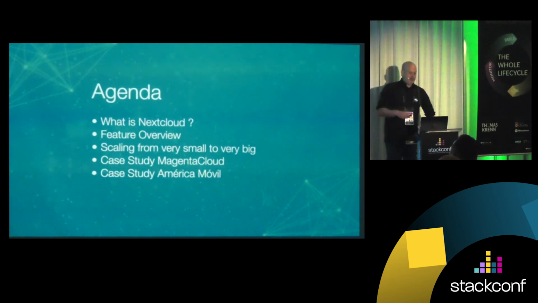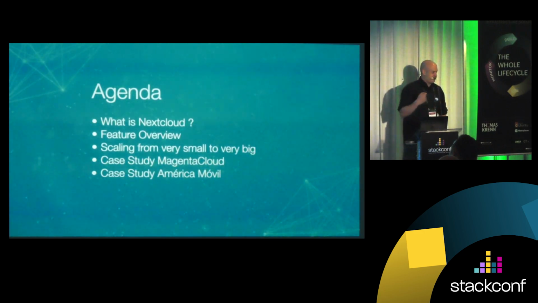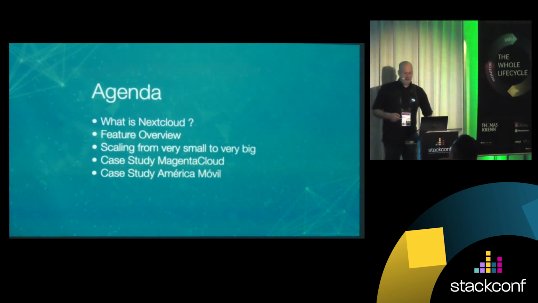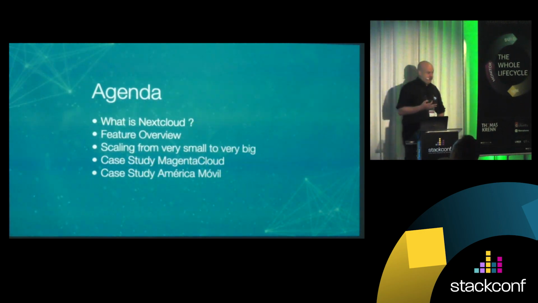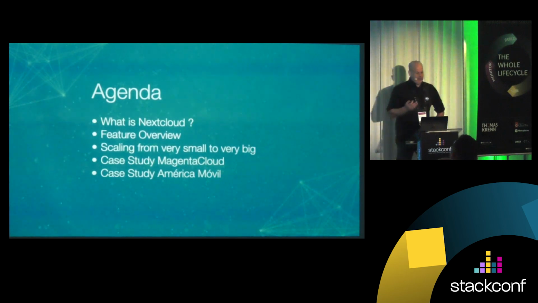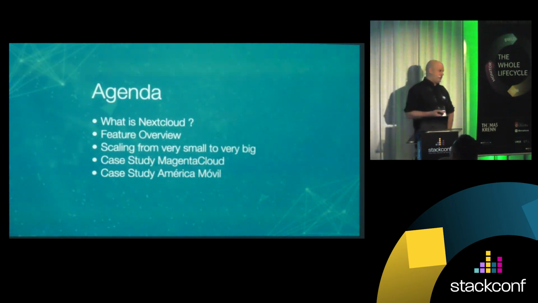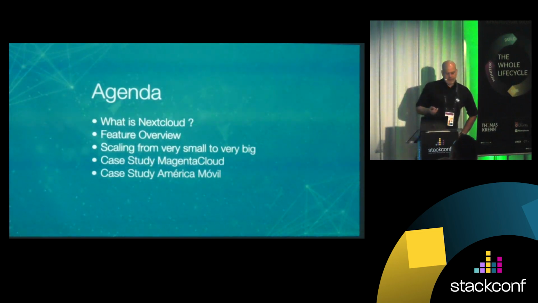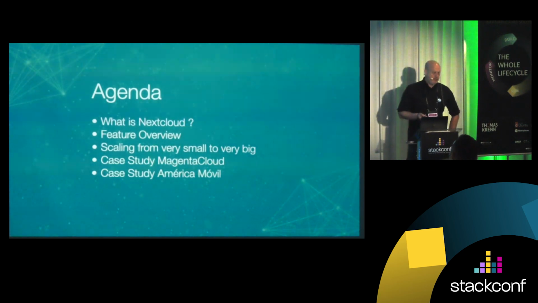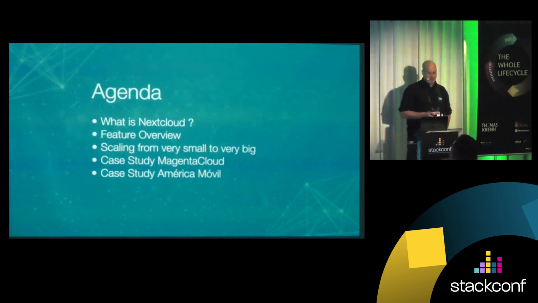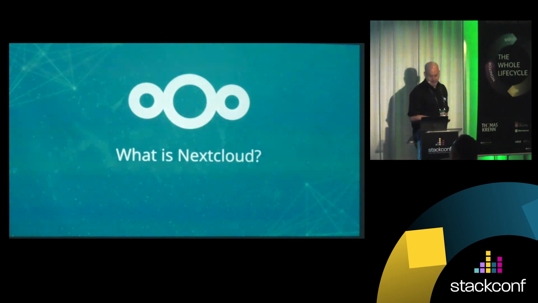So the topic is, of course, how to scale Nextcloud from very small instances to very big instances. But for that, I think it's helpful that I start with a little bit about what Nextcloud actually is, and what we want to achieve. Then a little bit of a feature overview, which is important for the context. Then the actual scaling. And then at the end, two case studies, one Magenta Cloud and one Claro Drive for America Mobile. So first, what is Nextcloud in the first place?